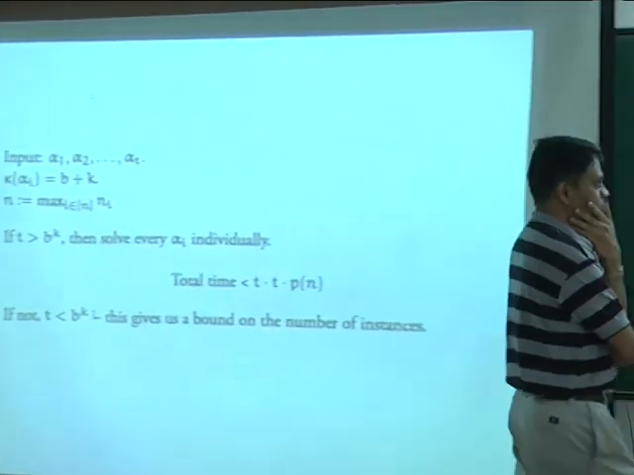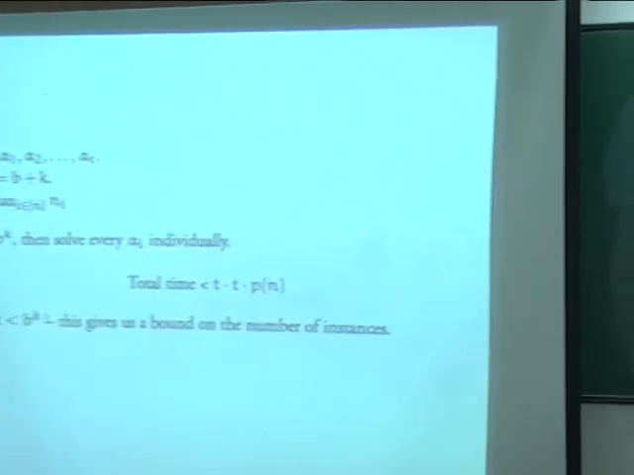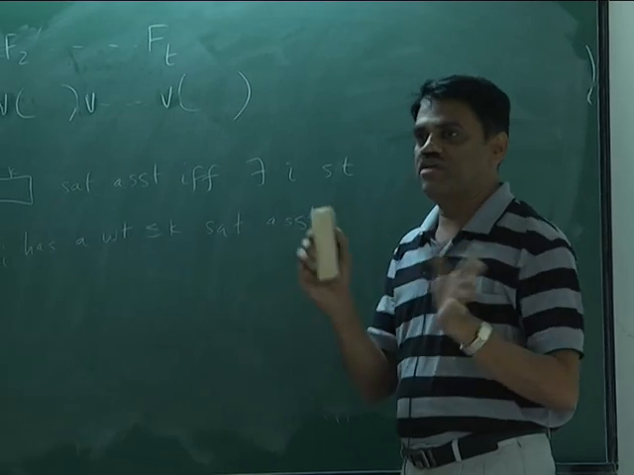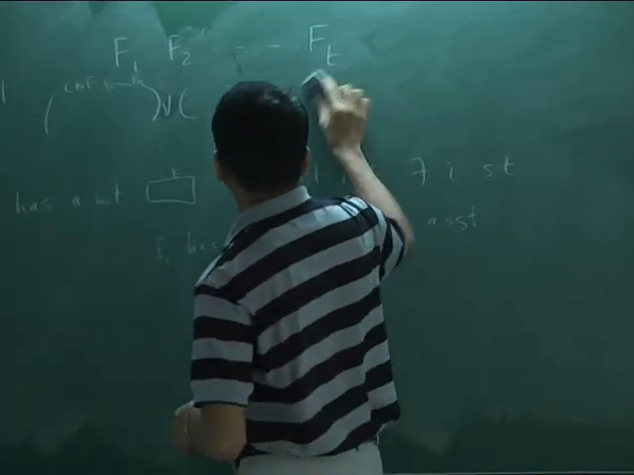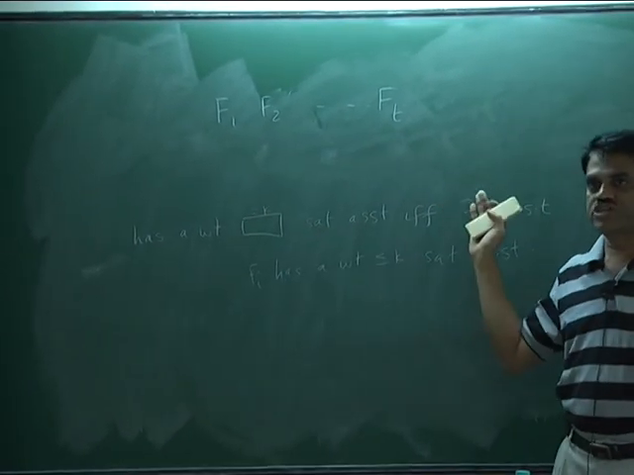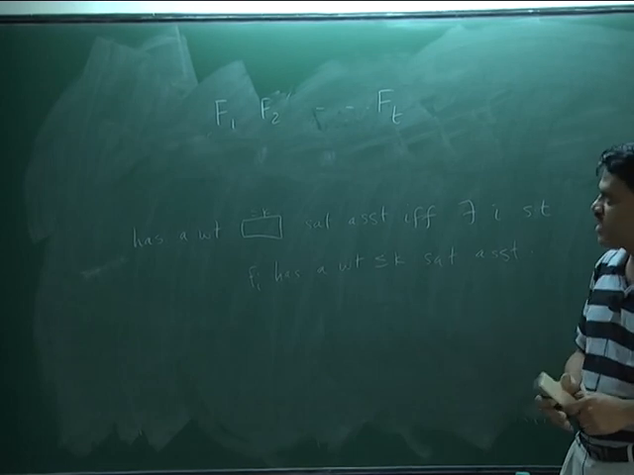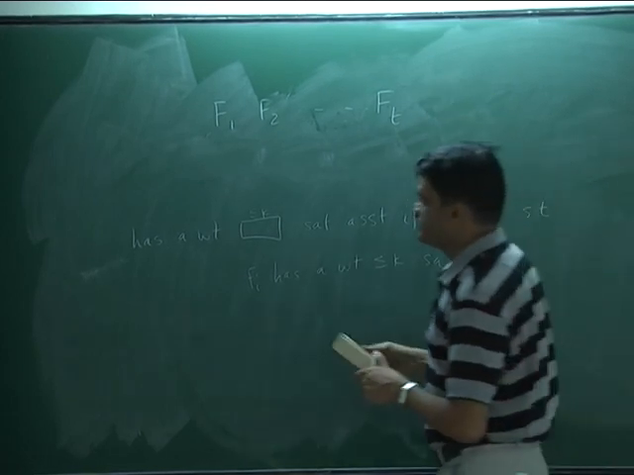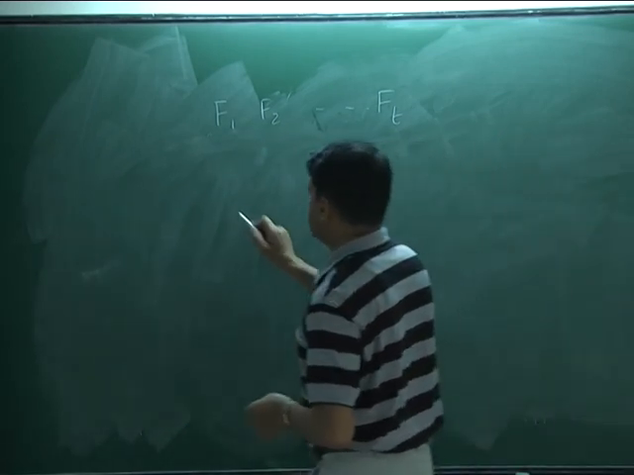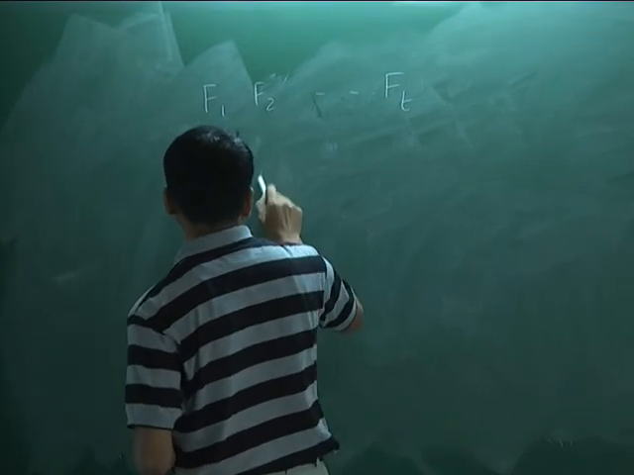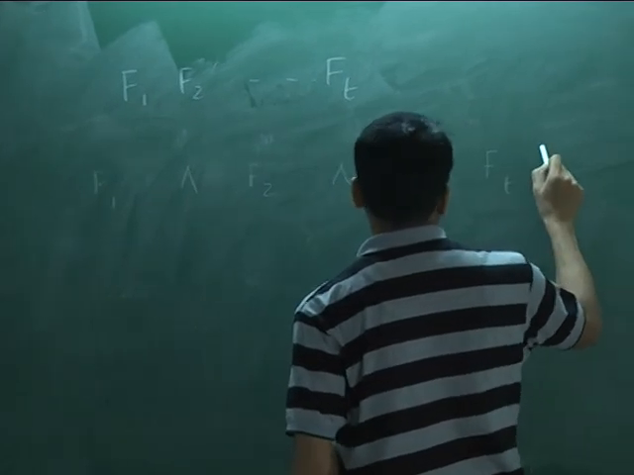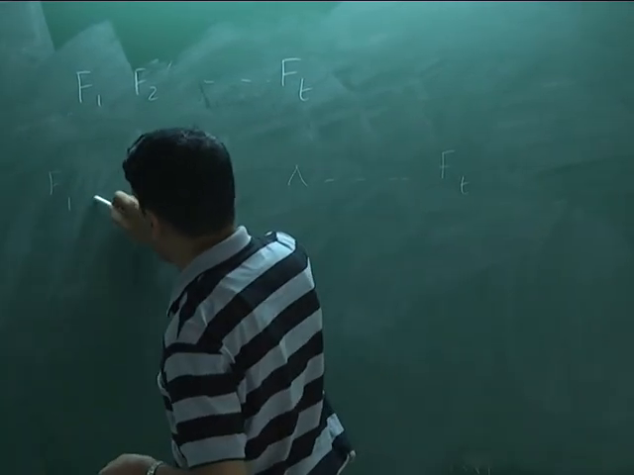So here is an interesting idea which works for many of these compositions. We will actually do a conjunction, an AND of all these clauses, and ensure that, okay, this is the kind of thing we want. So I will take F1 and F2 up to Ft, but not just F1, I am going to add some more clauses.